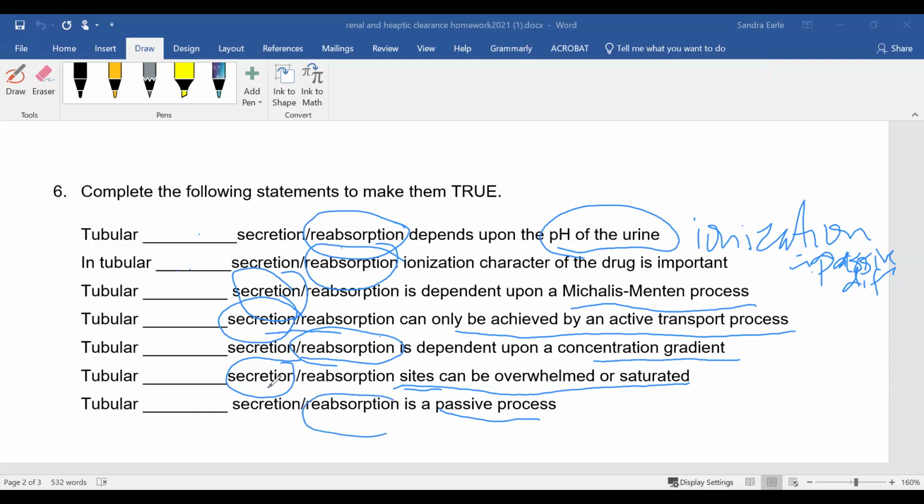Okay, which one is a passive process? Reabsorption. Very good. So these were too easy for you, right? But I hope that cements the differences between these different processes. They're very different, aren't they?